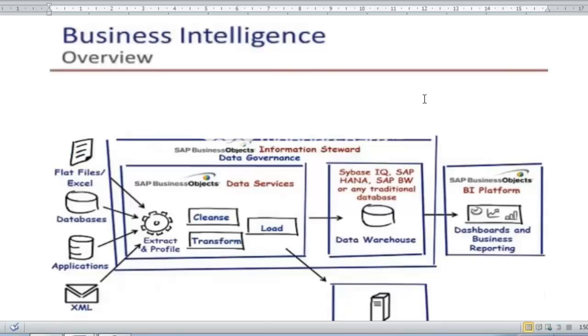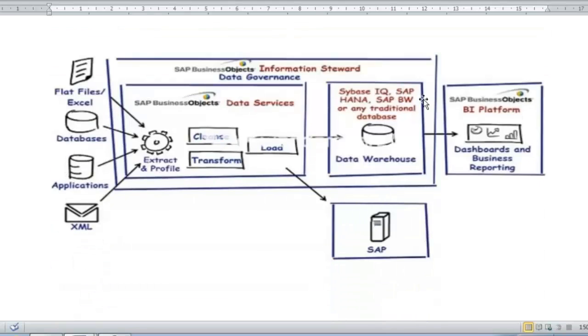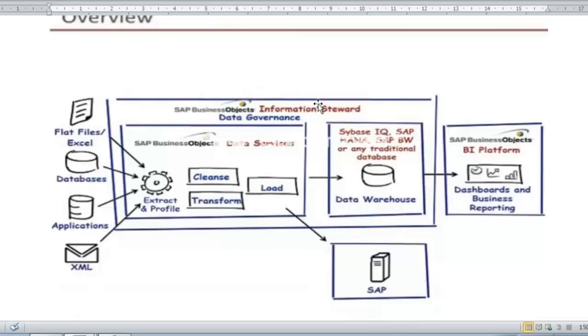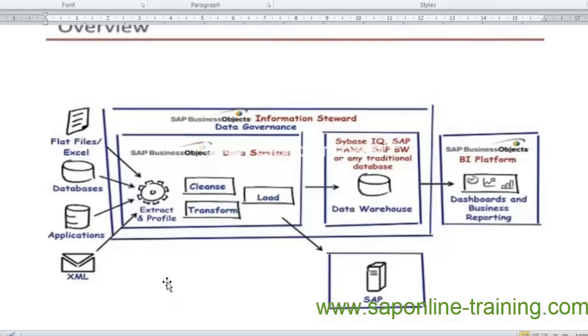If you see the business intelligence overview over here, you have different data coming from different source systems. You have flat files, Excel, applications, XML data. All this data comes into SAP Business Objects Data Services. Data Services is a product from SAP. It is used for ETL: extract, transformation, and load.